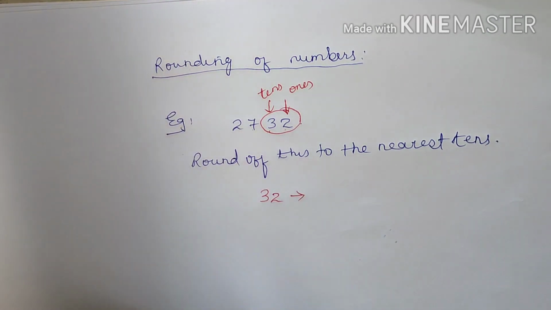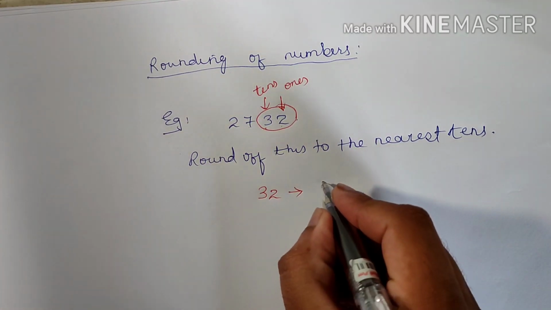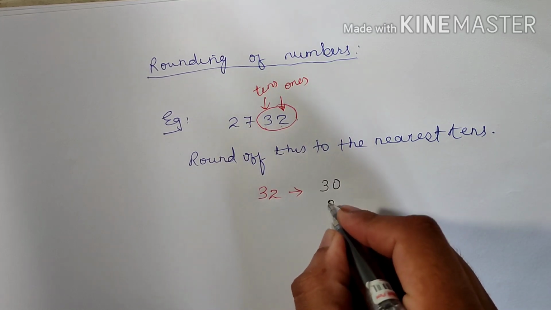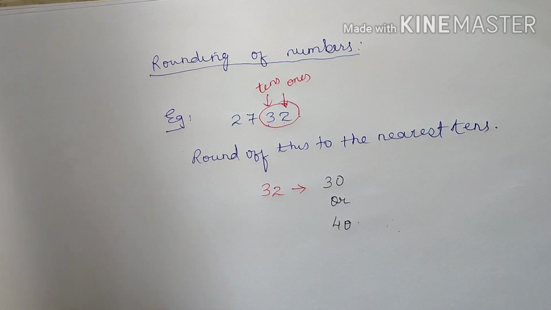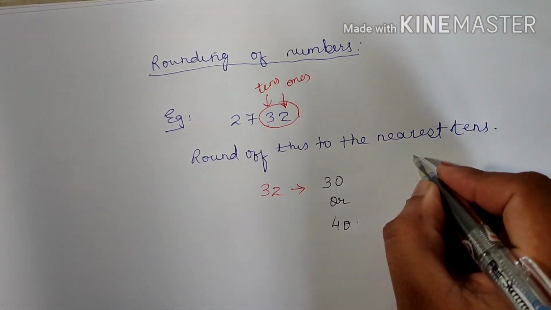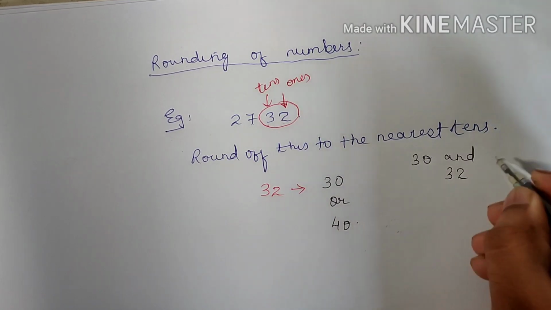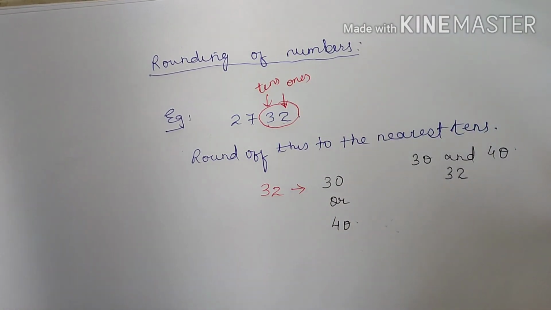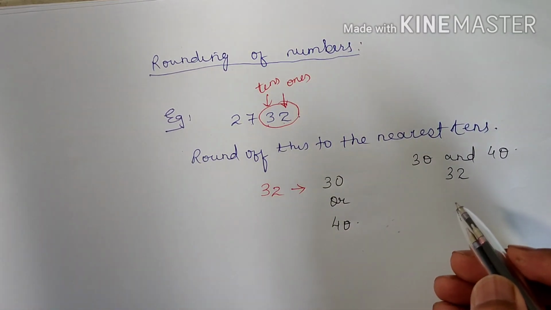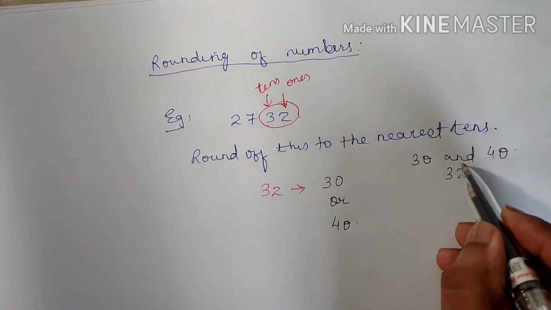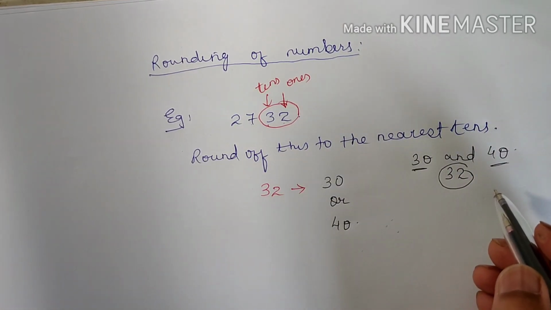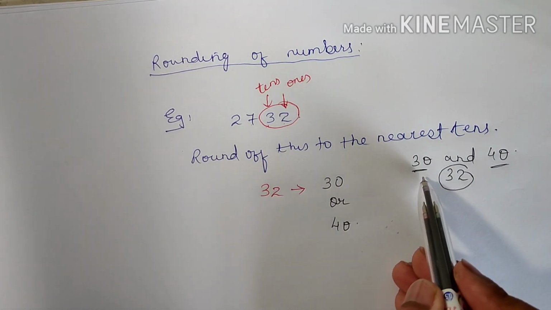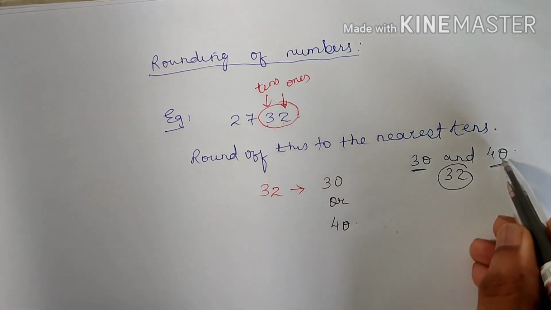Now tell me, what will be the nearest tens to 32? Either 30 or 40 will be the nearest 10, isn't it? Because 32 is lying between 30 and 40. Now you have to see which one is more near. From 32, which one is more near, 30 or 40?